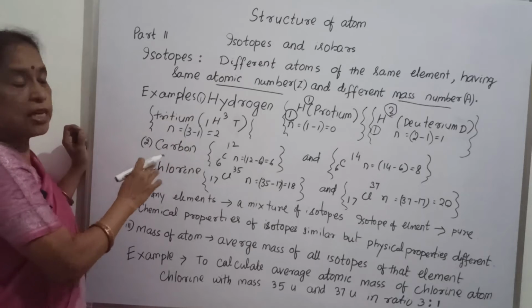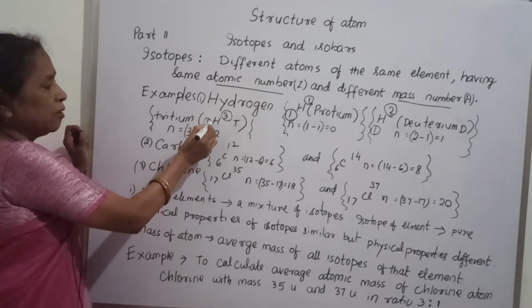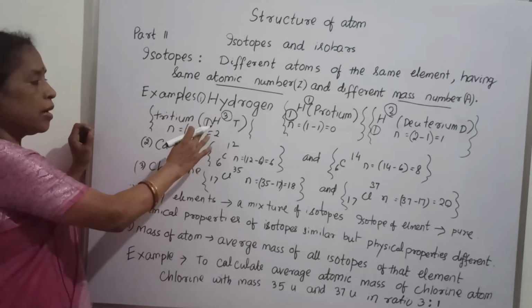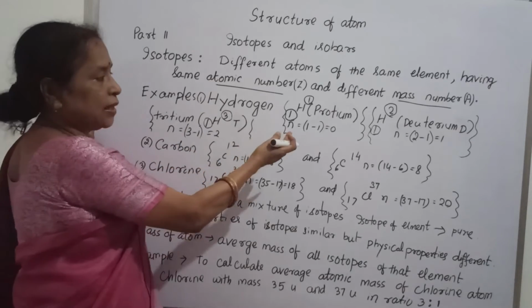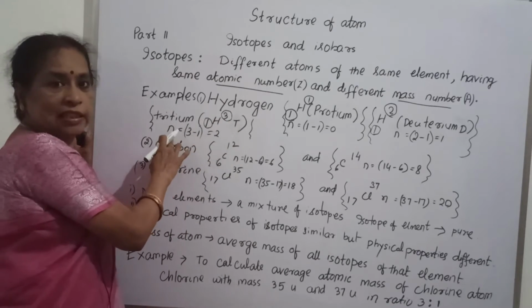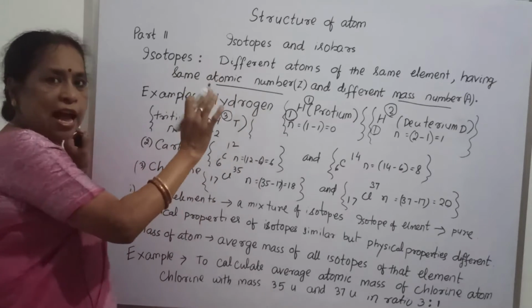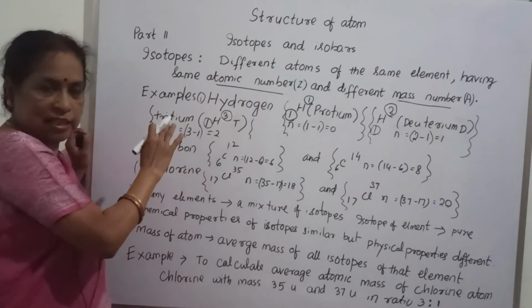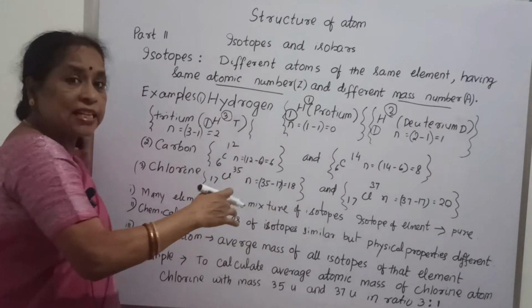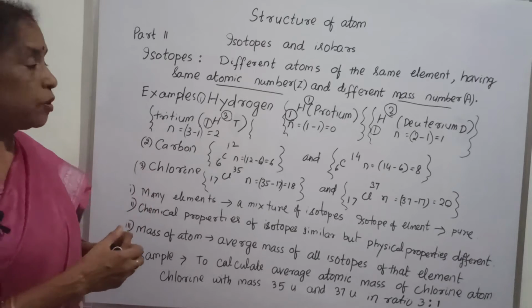Third case, tritium. In tritium, 3 is the mass number and 1 is the atomic number. You can see these 3 types of hydrogen atoms where the atomic number is 1 and the mass number is 3, so 3 minus 1 is the number of neutrons. Now you can observe hydrogen exists in 3 forms, that is isotopes. In the first case, protium has no neutron, in the second case deuterium has 1 neutron, and in the third case tritium has 2 neutrons.